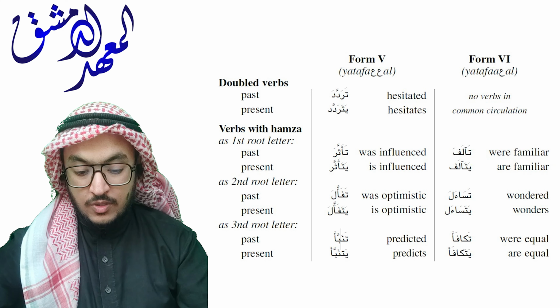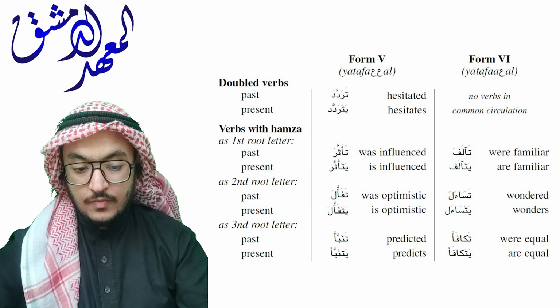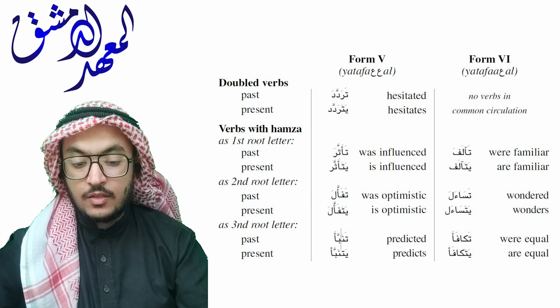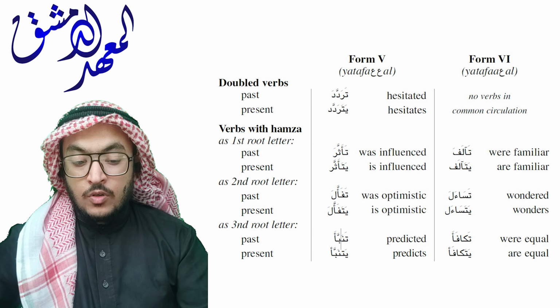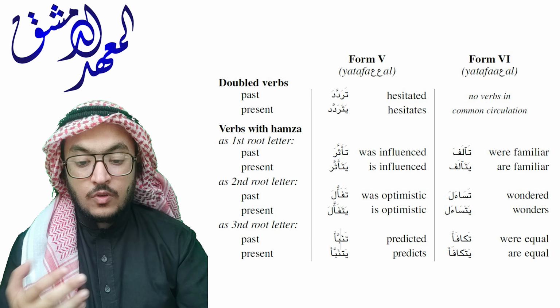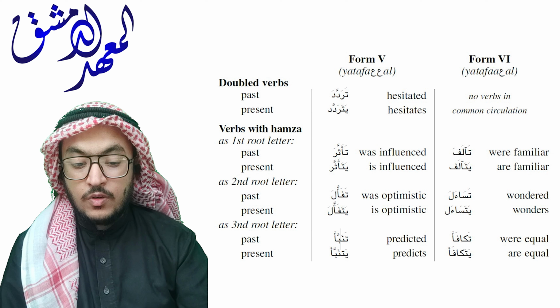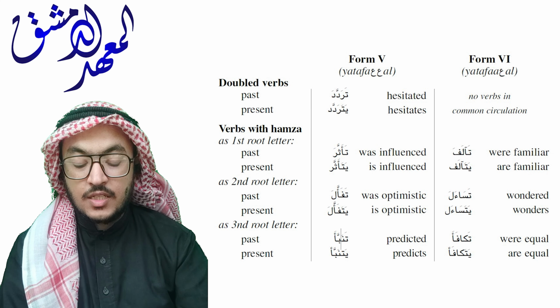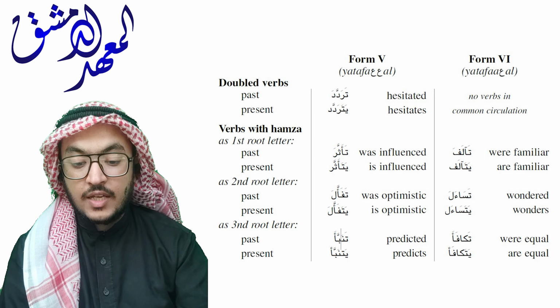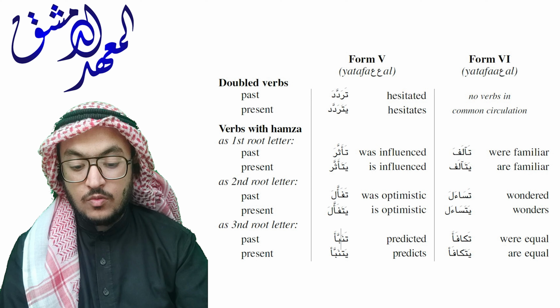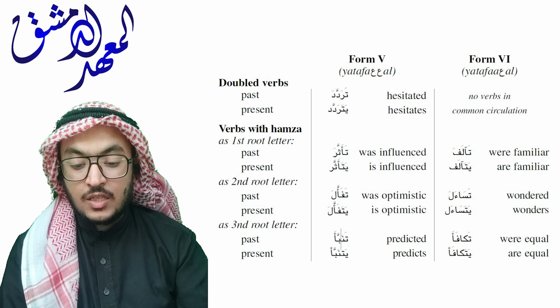So now we have a table of forms. We'll have a look at taraddad, yataraddad. So the doubled forms of Form 5 and 6, doubled verbs, past taraddada, hesitated, yataraddadu, hesitates. Verb with Hamza as the first root letter, ta'assara, yata'assaru, was influenced. Ta'allafa, yata'allafu.